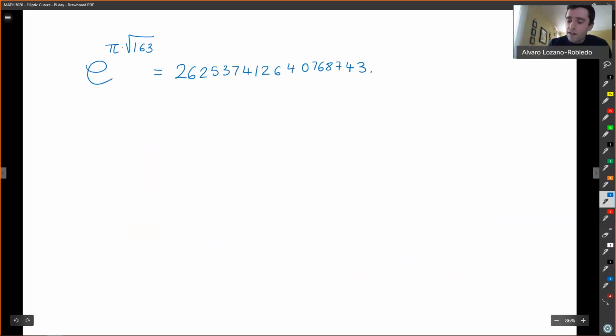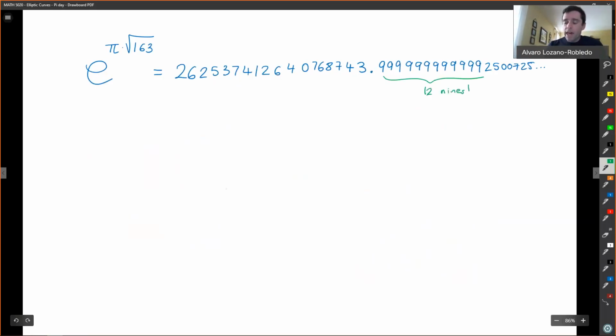It's this period and then 9, 9, 9, 9, 9, 9, 9, 9, 9, 9, 9, 9, 12 nines, and then 25, 0, 0, 7, 2, 5, etc. So it's really close to being an integer because there are 12 nines here. And this cannot be a coincidence. By the way, why do I know that this cannot possibly be an integer? I know that this is not an integer because this is known to be a transcendental number.